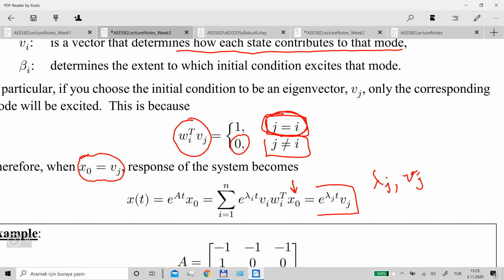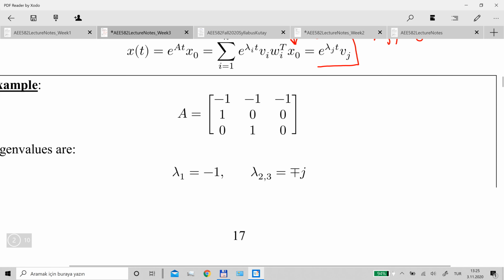One question that comes to mind is, if you have a complex eigenvalue, the eigenvector will in general be a complex vector as well. So you may wonder, how can you set the initial condition to be a complex vector, which you obviously can't? In the next example, we will see how this can be handled.